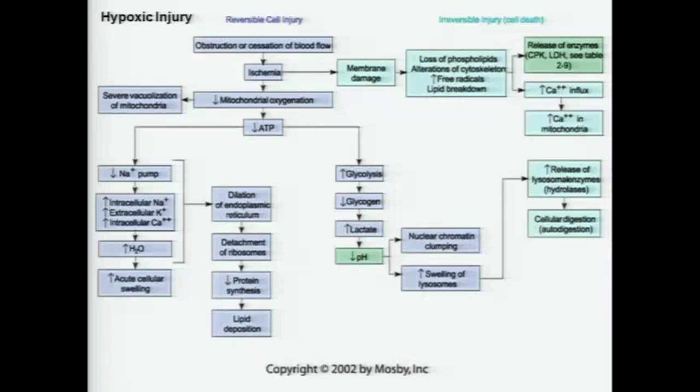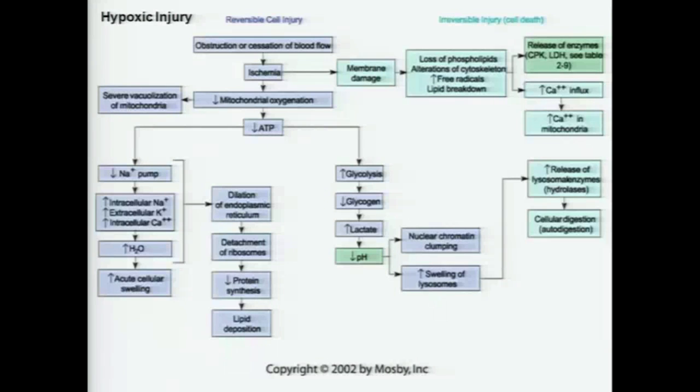And part of the compensation for this is that we start increasing our rate of glycolysis, trying to produce any amount of ATP that we can. If we can't move forward with oxidative phosphorylation, we're increasing the rate of glycolysis. Now, glycolysis produces lactate or lactic acid. As the rate of glycolysis goes up, the rate of lactic acid production also goes up, and the inside of the cell becomes more acidic.